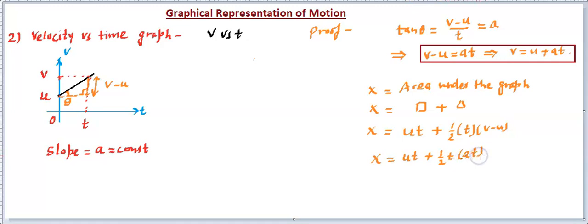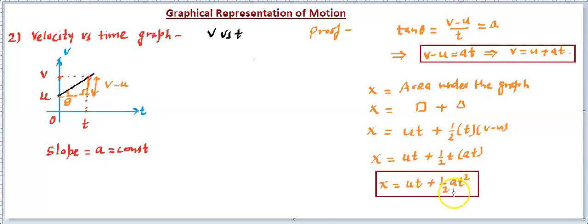Half t into at will make it half at square. So it will become x is equal to ut plus half at square. So that is how your second equation of motion is proved. And we have already talked about, if you know these two equations, first and second, then the third equation can be found out by manipulating this t from there to there, and we can also work for the fourth equation. So these two equations are basic equations that we can find out using the graphical analysis.